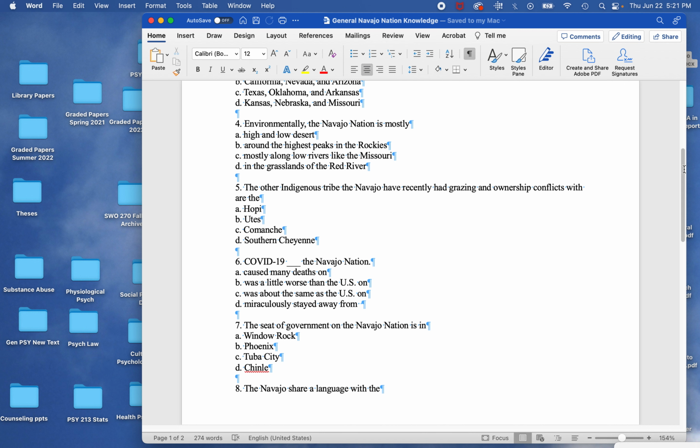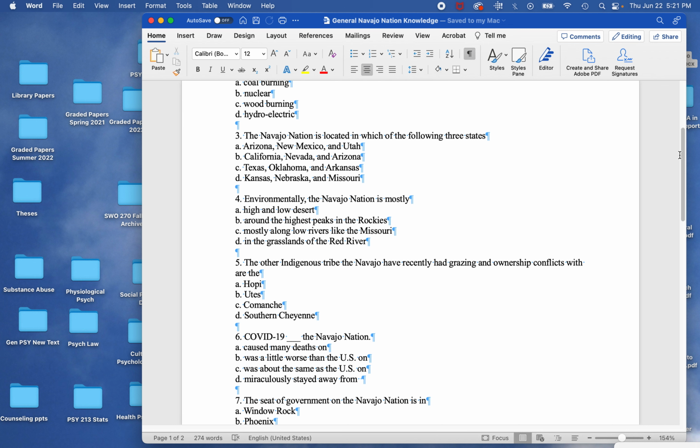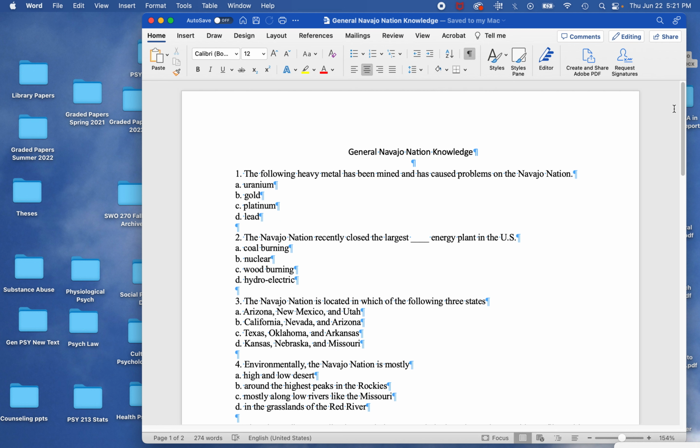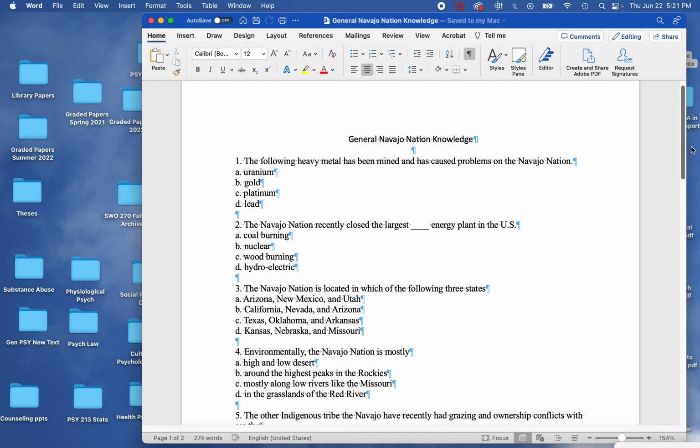COVID-19 has caused many deaths. You'd have to pay attention to the news in order to get that one right. Environmentally, the Navajo Nation is mostly high and low desert. The Navajo Nation recently closed the largest coal burning plant. It looks to me like the even numbers are a little bit tougher than the odd numbers.